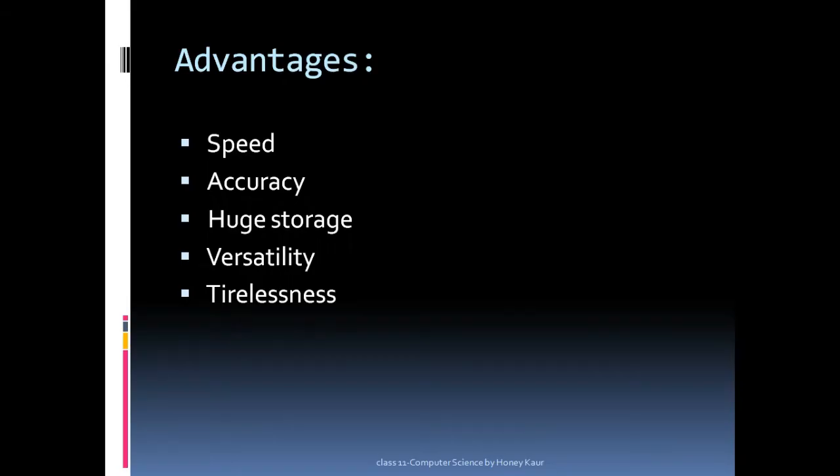Coming to the advantages of computer, as we know, computer has speed, it works very fast. It gives accurate results. It has a huge storage memory due to which we store our files. It has the feature of versatility, meaning computer can work on various tasks at the same time. We can have some files open on the screen, some files in the background. We can work at the same time in PowerPoint, in Word, in programming, and many things together. And the other feature is tirelessness. Computer doesn't tire. हम तो थक जाते हैं, लेकिन कंप्यूटर कभी भी थकता नहीं है. We keep on working on the computer throughout the day.